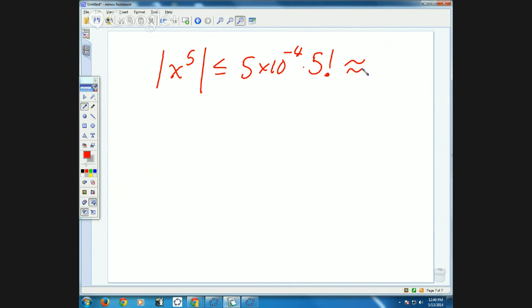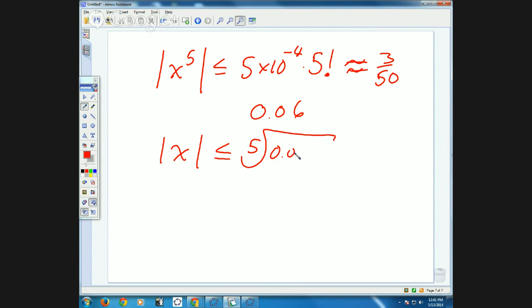Actually, what did I get on that? I wrote it down here somewhere. Oh, there it is. I found that reduces to 3/50ths, which should be 0.06, sorry, 0.06. Then I have to take the fifth root, so the absolute value of x has to be less than or equal to the fifth root of 0.06.